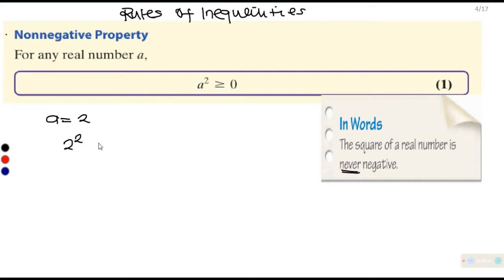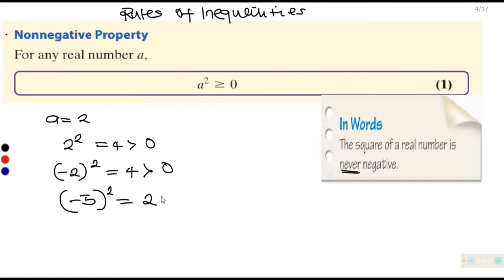For example, 2 squared equals 4, and 4 is greater than 0. Minus 2 squared equals 4, which is greater than 0. Minus 5 squared equals 25, which is greater than 0. So the square of a real number, whether positive or negative, can never be negative. That is rule number 1. Take note. So in general, minus x squared equals x squared, and x squared is greater than or equal to 0.